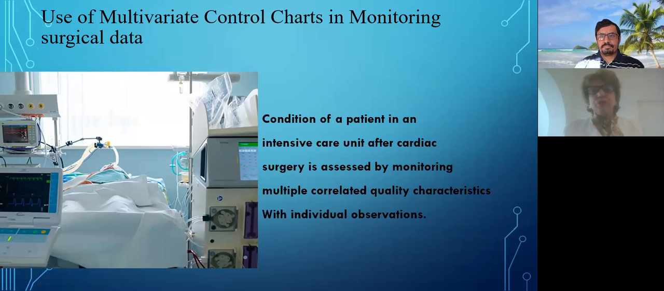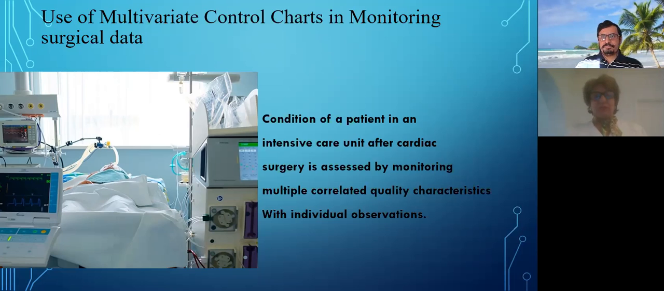Today, I'm not going to go through the mathematical detail, but I'd like to talk about three cases that we have been applying in a medical area. The first one is the application of multivariate control charts in monitoring the condition of patients who have come out of open heart surgery and are placed in the ICU unit.